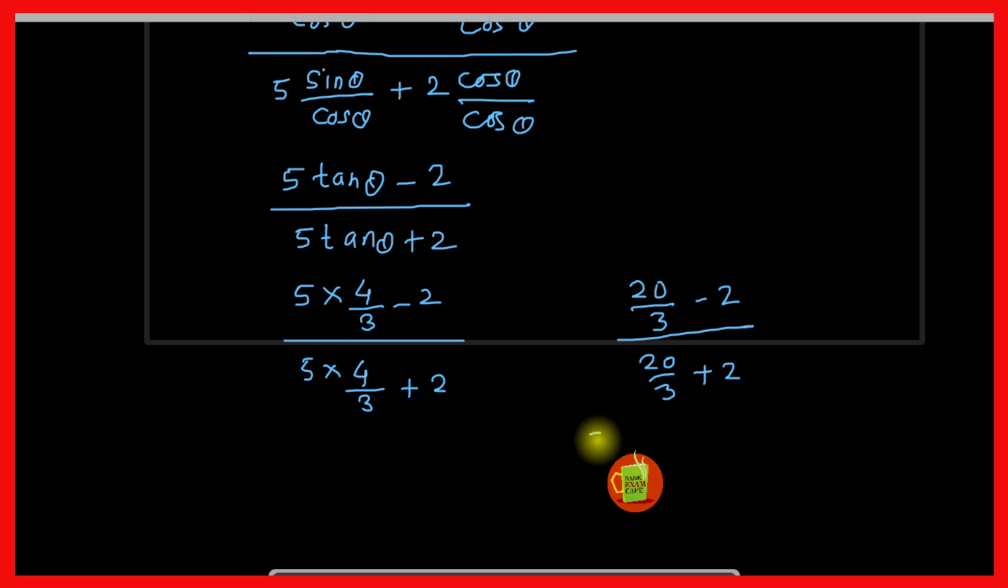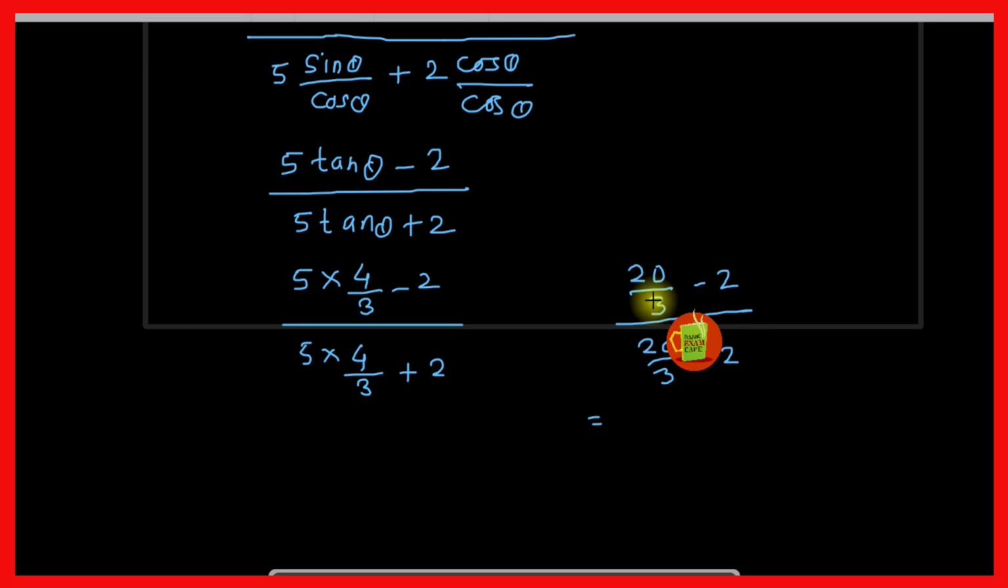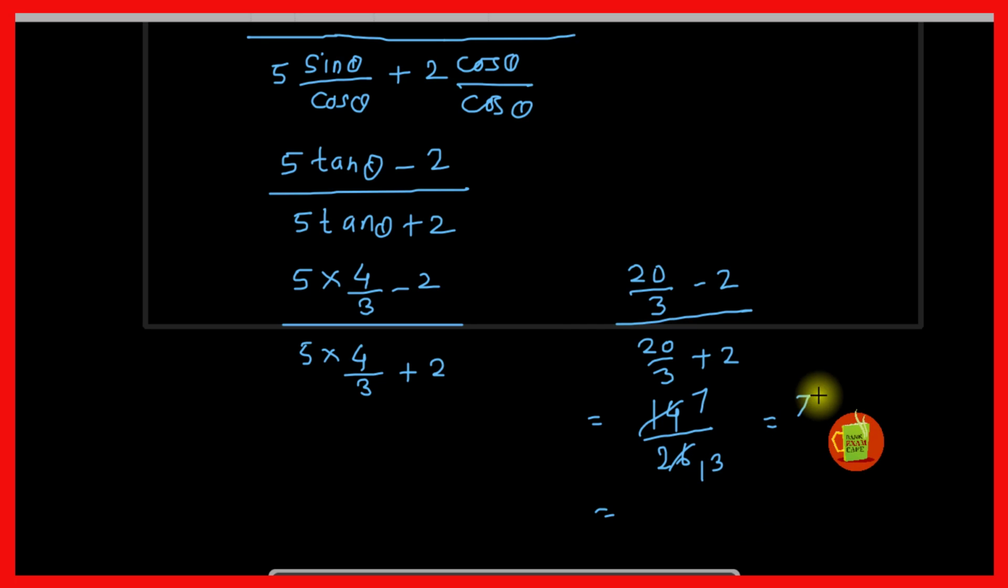This we can solve further. 3 will be the LCM, so 3 2s are 6, so 20 minus 6, that will be 14, and in the denominator 3 2s are 6, 20 plus 6, that will be 26, and this we can divide, 2 7s are 14, 2 13s are 26, and that is equal to 7 by 13.